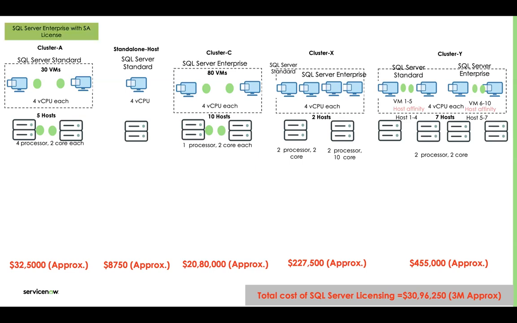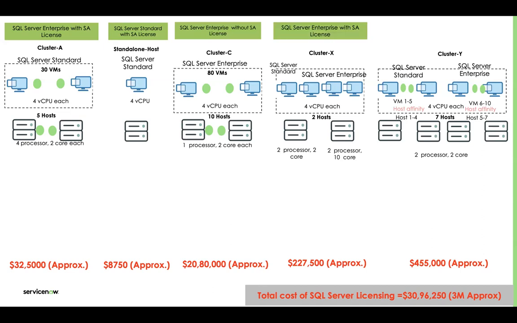Now, in the conventional approach, you could have licensed cluster A with SQL Server Enterprise with SA license. However, this is wasteful. You could have applied your Standard with SA license on the standalone host. On cluster C, you could have applied your Enterprise without SA license. On cluster X, SQL Server Enterprise with SA license could have been applied. And on cluster Y, SQL Server Enterprise with SA license could again be applied. However, let's see if it is cost effective or not.